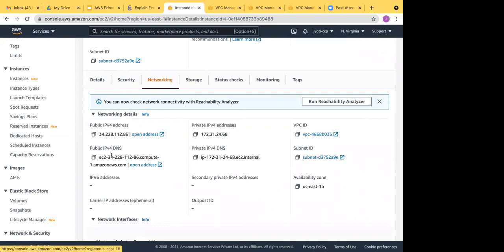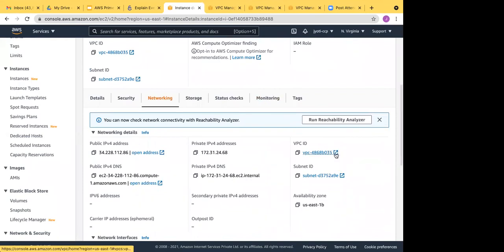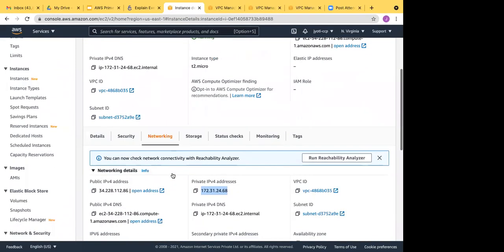So what does this mean? If I create another EC2 instance in this account, in the same region, and I give the same VPC, this VPC, and these two instances want to talk to each other, how will they do it? It would be through this private IP address. But if I want to connect this EC2 instance with the internet, then which IP address will I use? I'll use the public IP address.